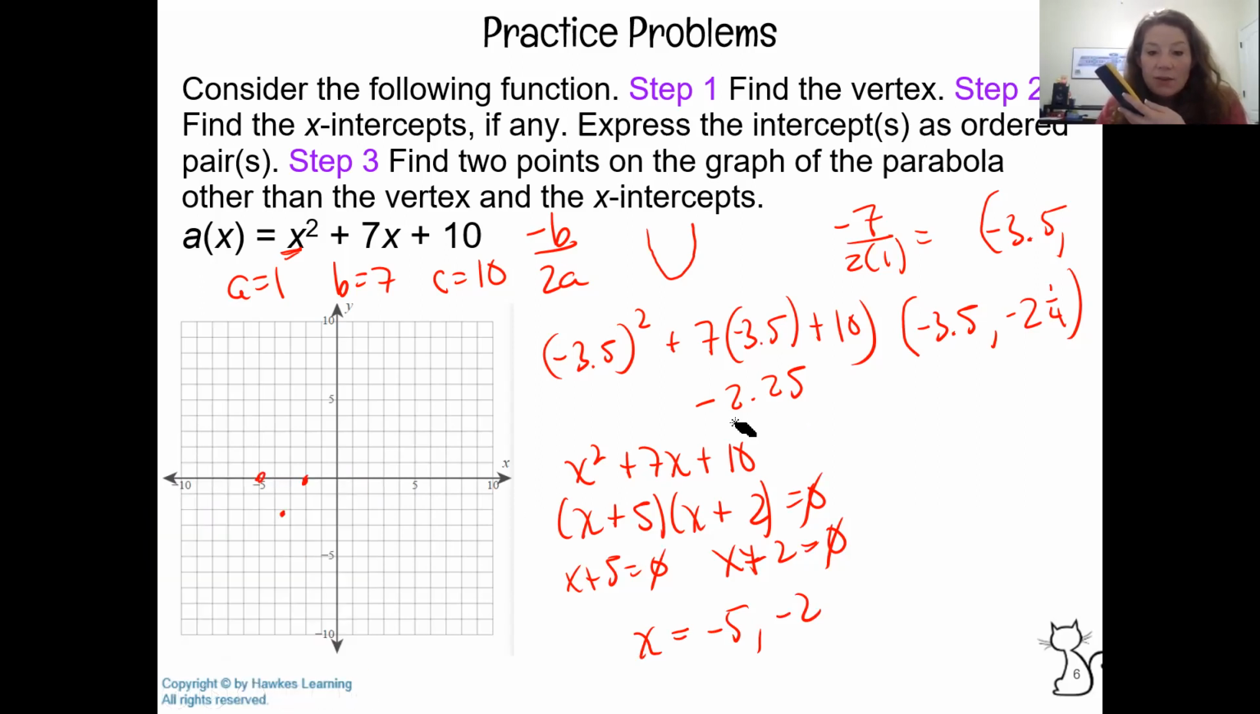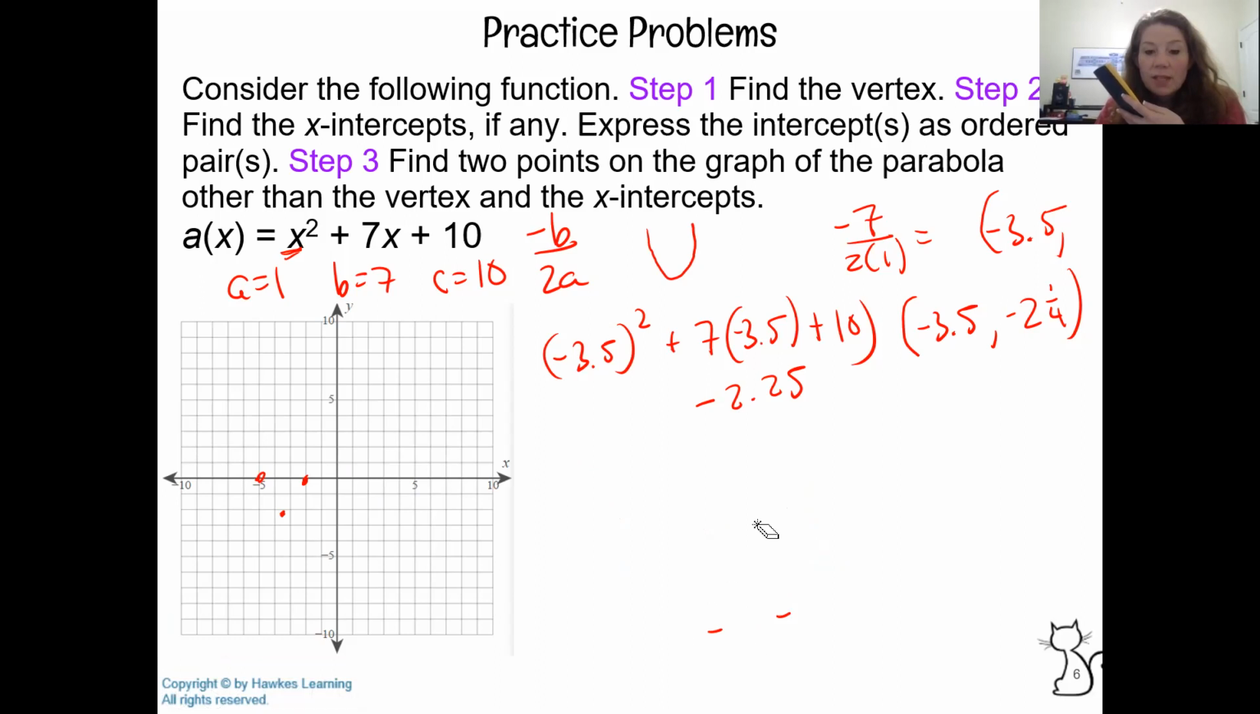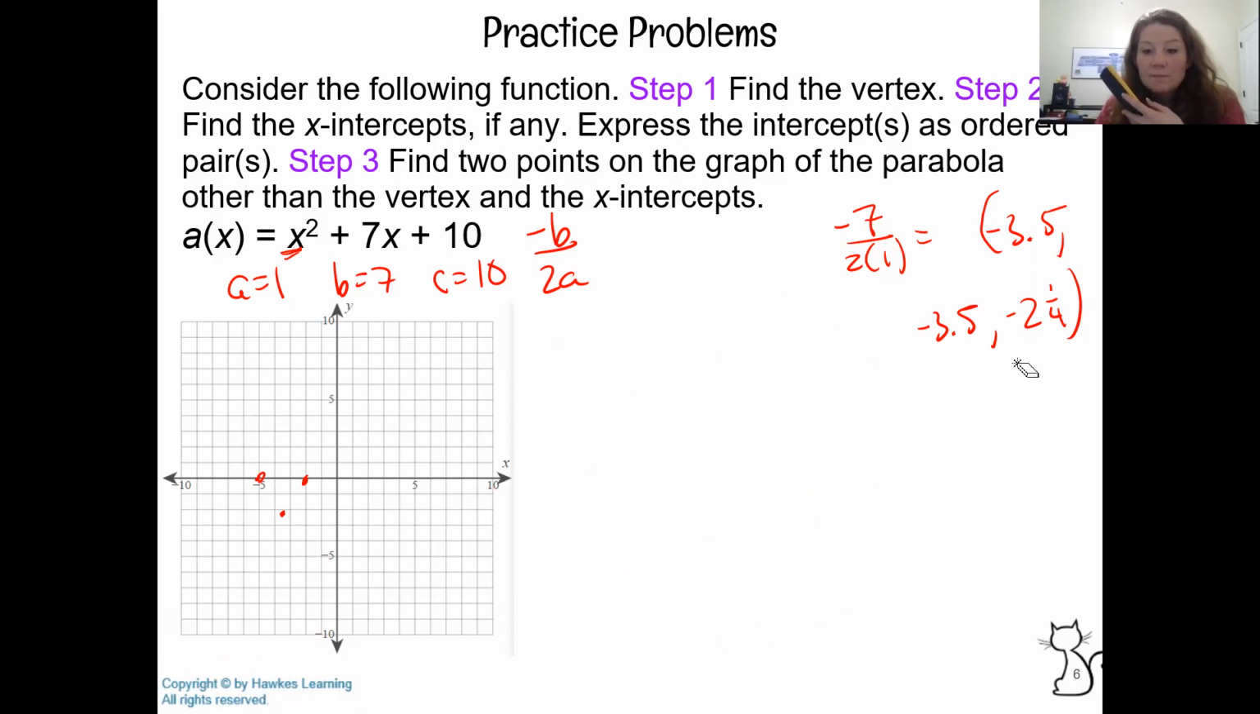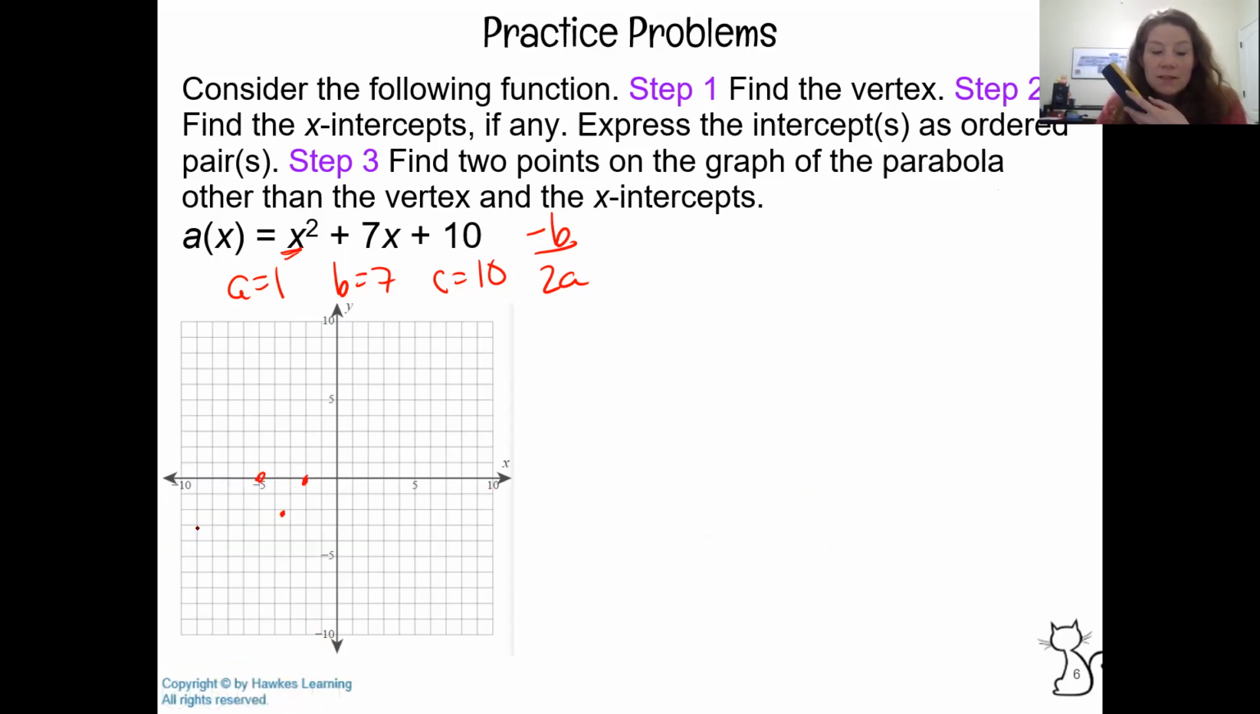All right, so let me get rid of all this stuff. All right, so let's use the points that we already know because we have to come up with 2 other points. So let's do our XY table. We know our vertex is -3.5, -2 1/4. We know that when x is -5, y is 0, and when x is -2, y is 0.